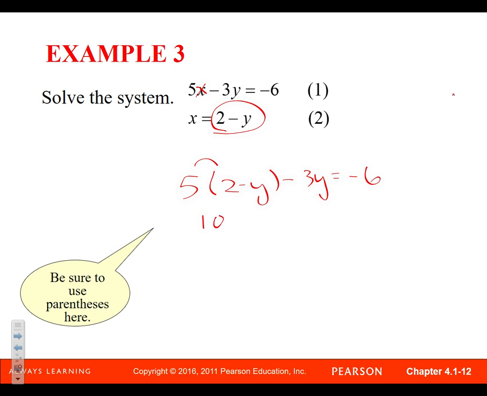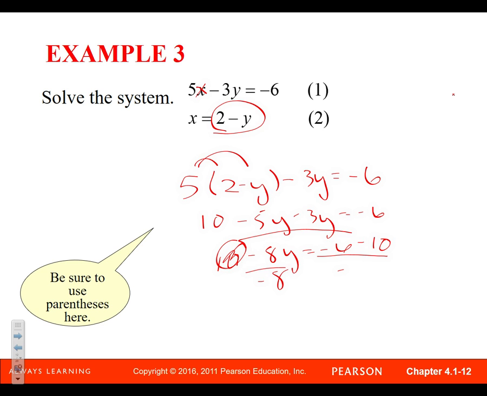5 times 2 is 10. 5 times negative y is negative 5y. Minus 3 more y's is negative 6. 10 minus 8y is negative 6. If I move that 10 over, I'm just going to do this. Is that cool with you guys? Everyone understands that, right? That's what's going to happen anyway. I'm going to save myself some space there. So if this is negative 16, I'm going to divide by negative 8, which means y is equal to positive 2.